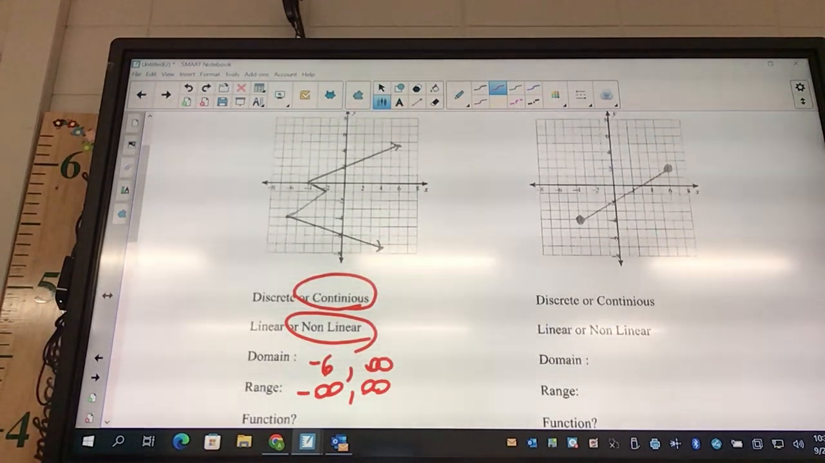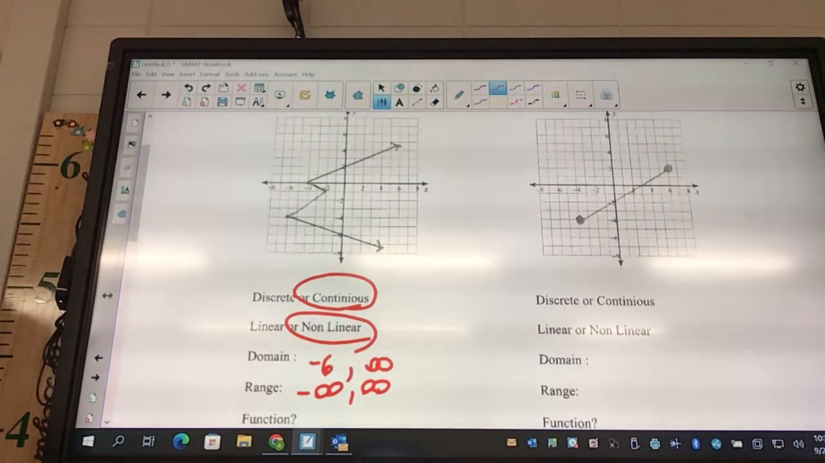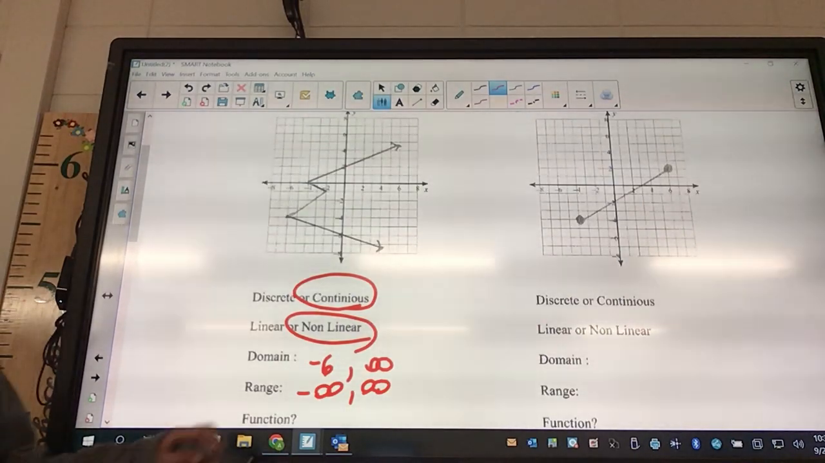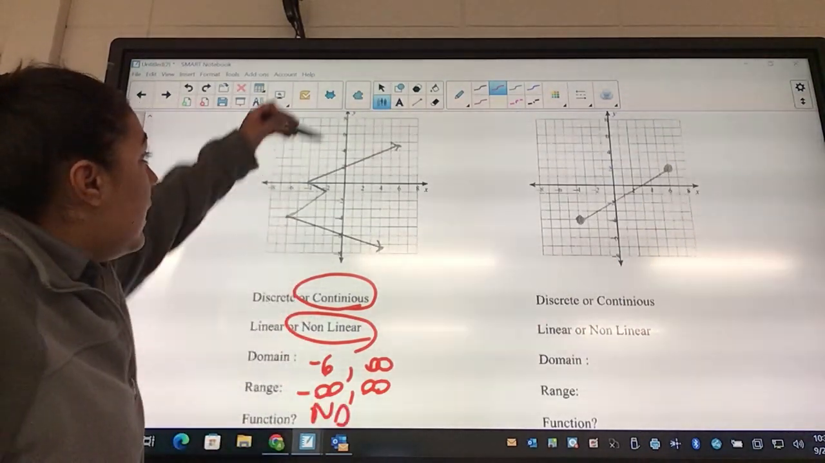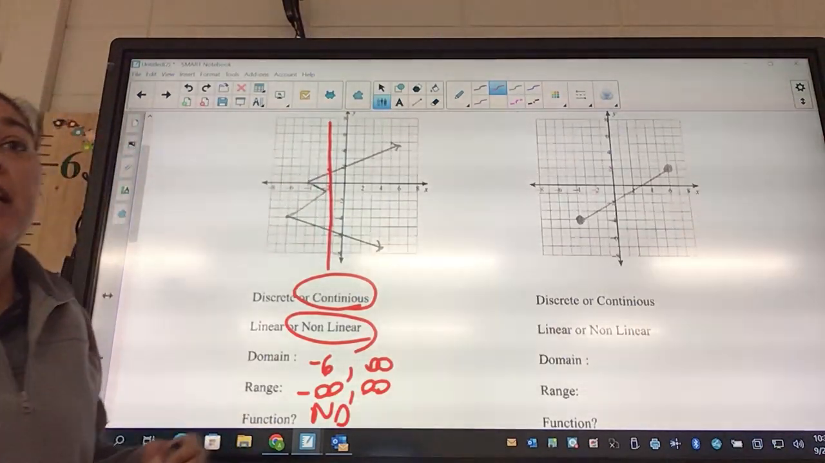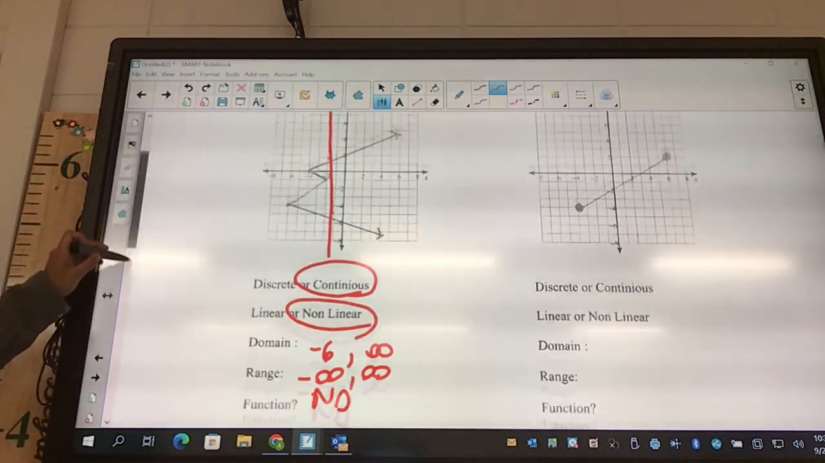Is this a function? No. Is it a function? No. Okay, you could draw a line like here. See how it touches here and here at the same time? That means it's not a function.